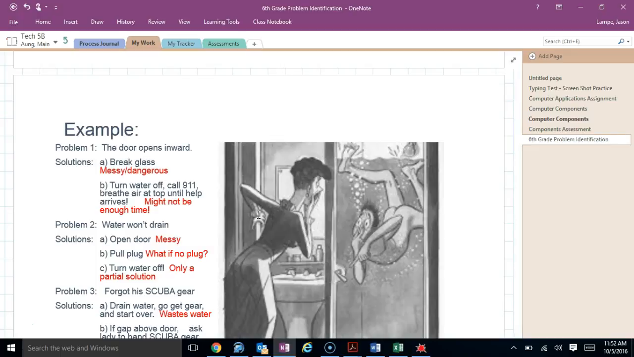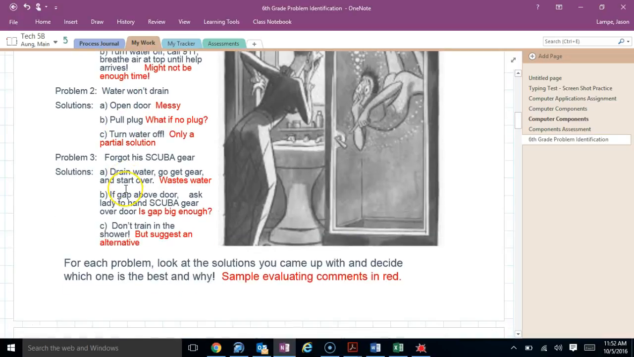Well, she could break the glass. Well, if she breaks the glass, then that could get messy. It could be very dangerous. He could fall onto the glass. Bad news. They could turn off the water and call 911. But that might take too long. He might drown by the time they get there. So, whenever we start to look at the problems, we also have to anticipate additional problems that might happen if you try to fix it.